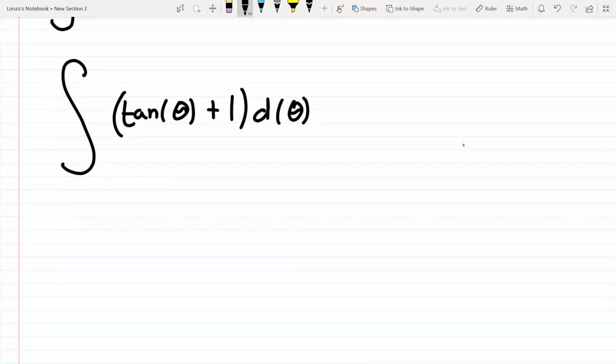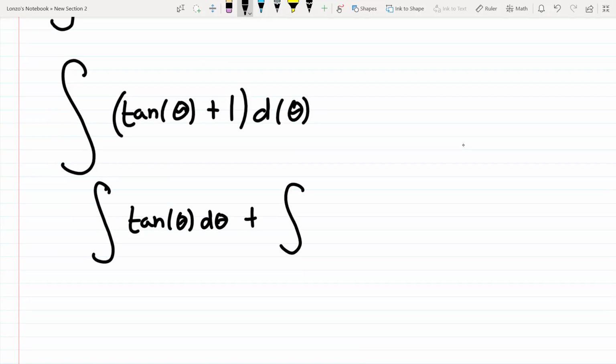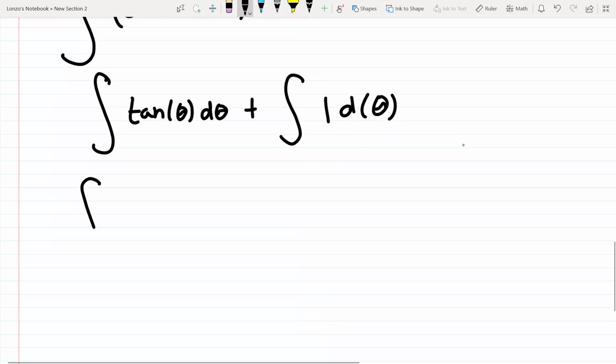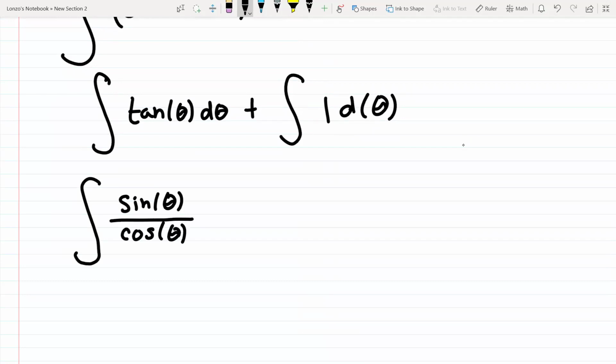What is the integral of tan theta plus 1? Well, you can break it into two separate integrals, right? So this would be tan theta d theta plus the integral of 1 d theta, right? So let's take an integral of this. So I can rewrite tan theta as sine theta over cosine theta times d theta plus, and then I know the integral of 1 or a constant is just theta.